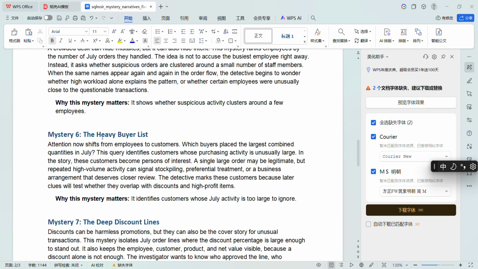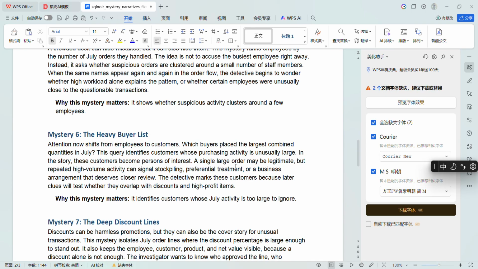Mastery 6: the heavy list. Attention now shifts from employees to customers, asking which customers place the largest quantities into the discovery, identifying customers whose purchasing activity is unusually large. In the survey, these customers become persons of interest.